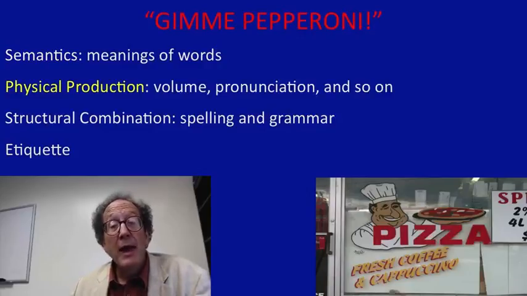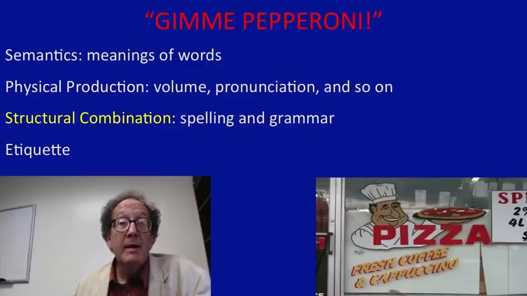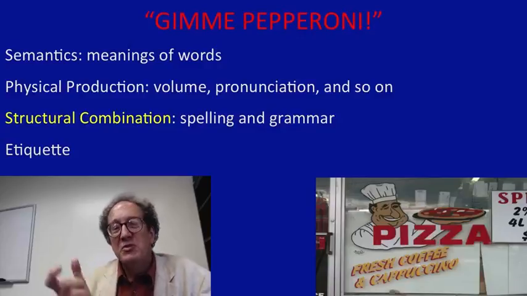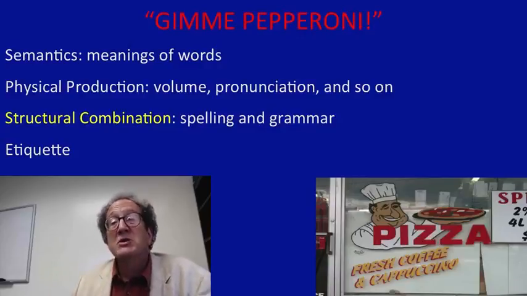You also have to put the words in the right order. If instead of saying, "Give me a pepperoni pizza," you said, "Pizza A, gimme pepperoni," they might not understand at all what you're saying. So there's structural combination rules that you have to follow as well. And there are also etiquette rules. In some pizza places, if you just said, "Gimme pepperoni," the waiter might say, "Well, forget it, sir. I don't serve such impolite people."